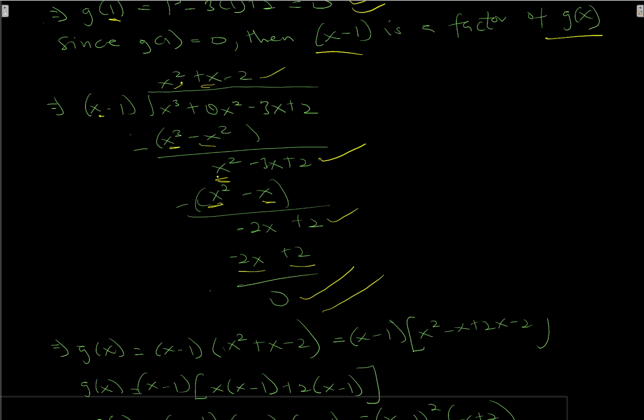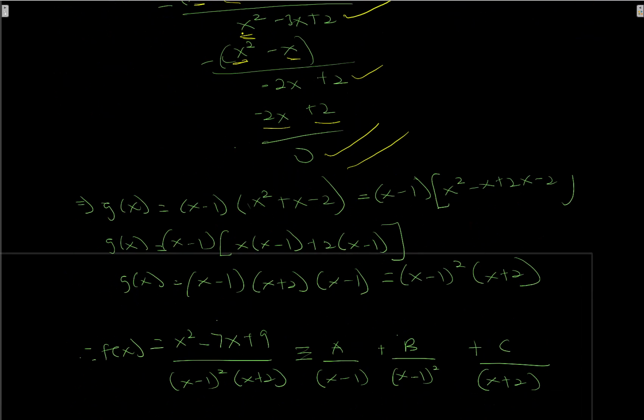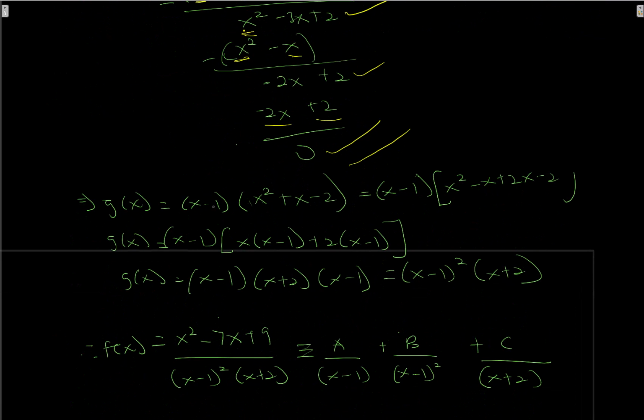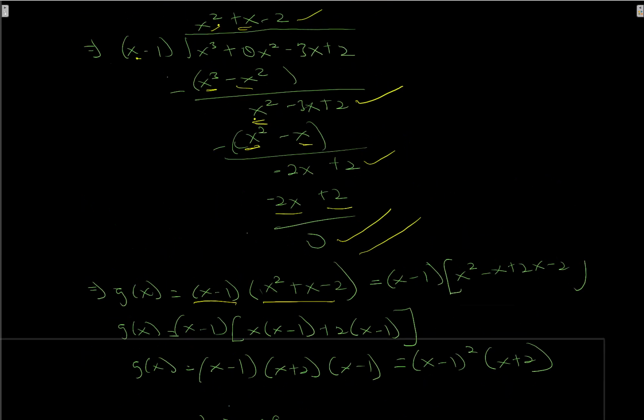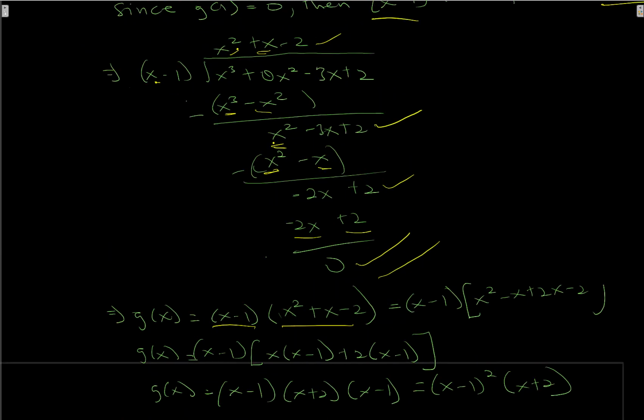This means that you can express g of x as a product of a linear function and a quadratic function. And our linear function is what? X minus 1. And our quadratic function is what? X squared plus x minus 2. That's our quotient.